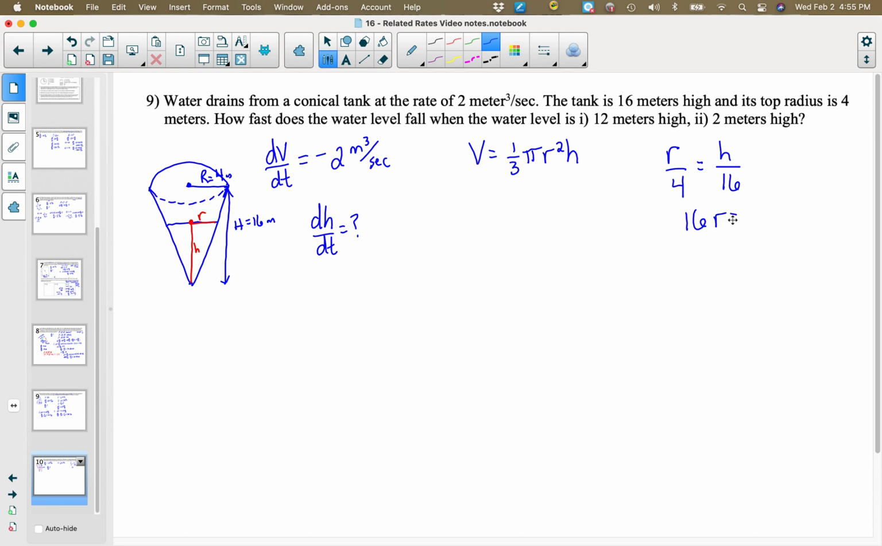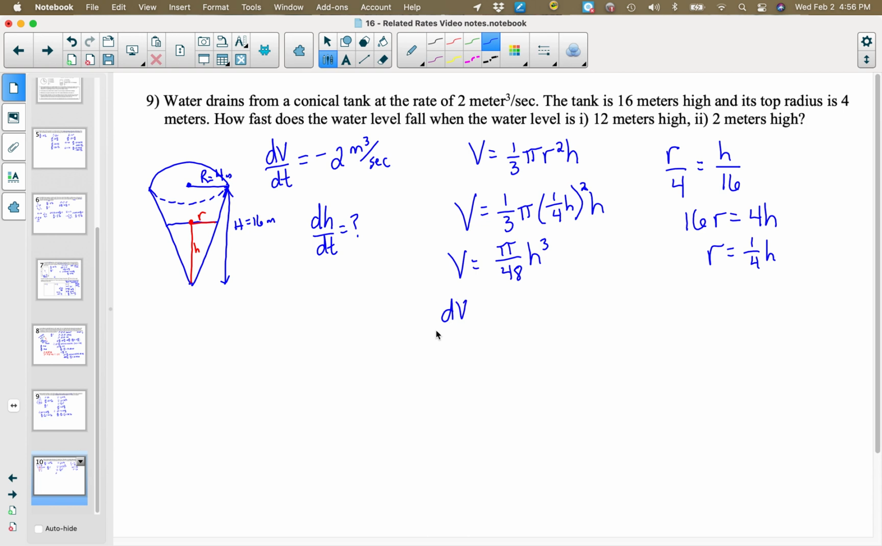So then we have 16r equals 4H, and r equals 4 over 16, so we have 1/4 H. So now I can take this and plug it in for r. So I get V equals 1/3 pi. In place of the r, I'm going to put 1/4 H squared times H. All right, so I'm going to square the 4 down here. I'm going to get a 16. 16 times 3 is 48. So I'm going to have pi over 48, and this is going to be H cubed. So that's my equation. Now I need to find the derivative with respect to time implicitly.